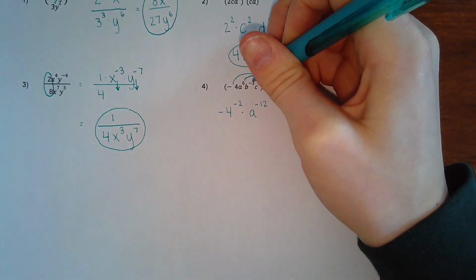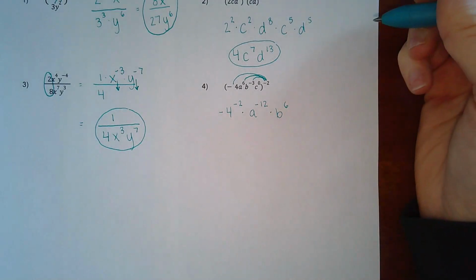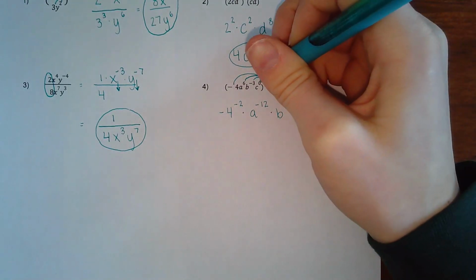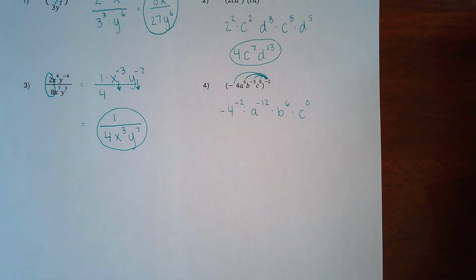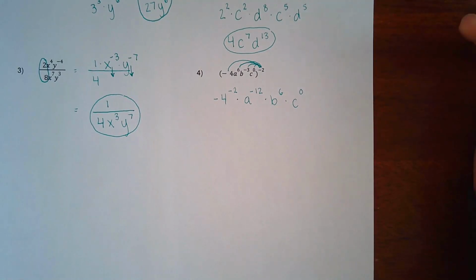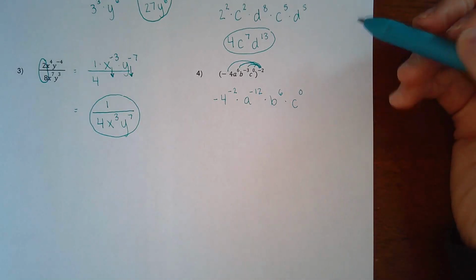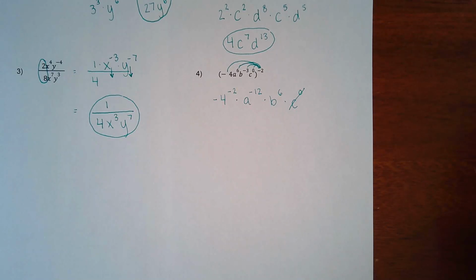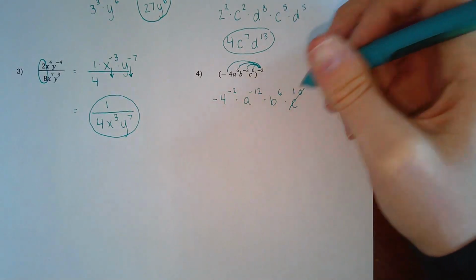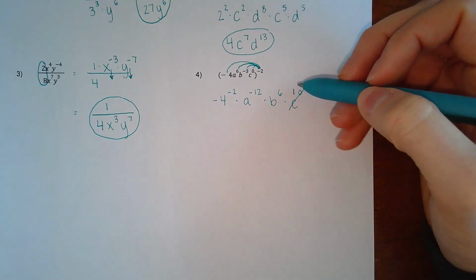The b's will multiply. Negative 3 times negative 2 is 6. And the c's, 0 times negative 2 is just 0. Now, one of the properties we learned was that anything to the 0 power is equal to 1, which really means that c is just going to go away. It's technically being multiplied by 1, but we know multiplying by 1 doesn't change anything, so I don't really need to write that 1.